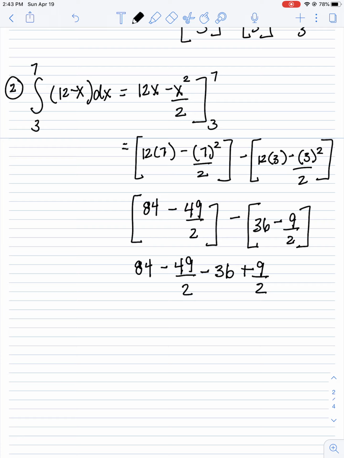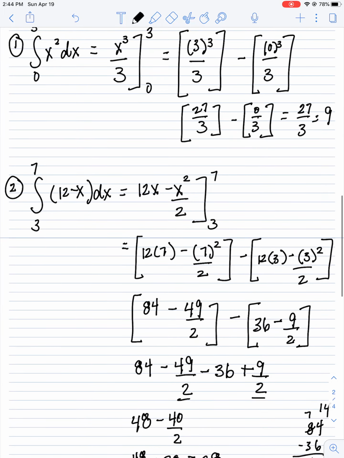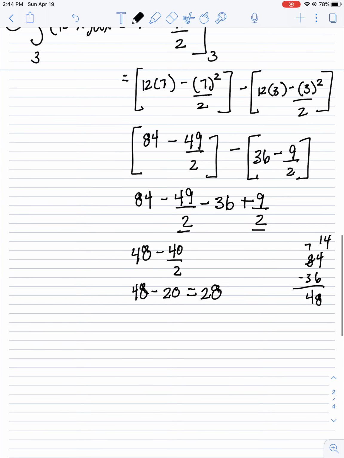84 minus 36. Let me come over here because I don't have a calculator. Minus 36. 48. So 84 minus 36 is 48. And negative 49 over 2 plus 9 over 2, because they have a common denominator, is negative 40 over 2. But you and I both know that negative 40 over 2 is actually 20. So we get an answer of 48 minus 20, which is 28. Okay, so if I come back up here, here's the area of piece 1.